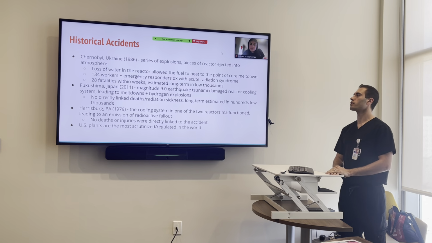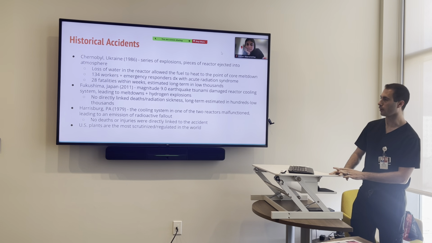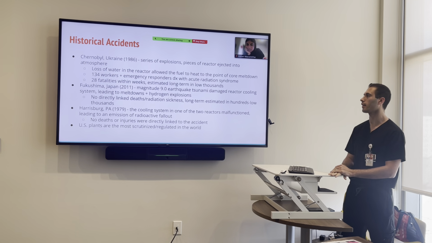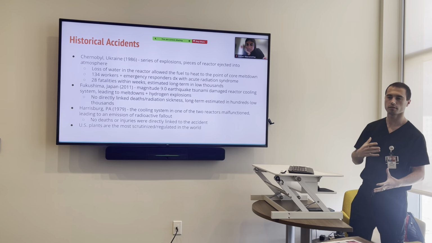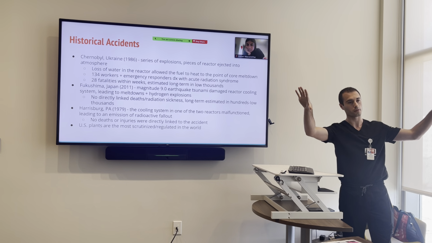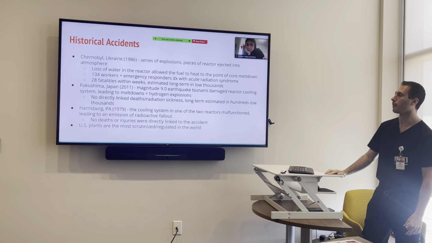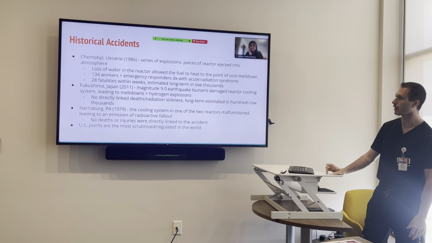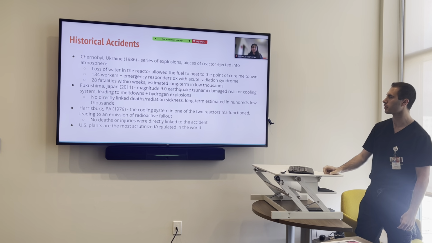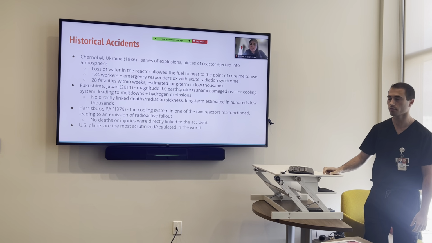So now we get to some of the scary realities of using nuclear energy, which are some of the historical accidents, which I'm sure we've heard of. First, we'll start with Chernobyl in Ukraine in 1986. This was a series of explosions where pieces of the reactor actually ejected into the surrounding atmosphere. We don't need to get too much into the mechanism, but to jump to it, there were 134 workers and emergency responders diagnosed with acute radiation syndrome, and there were 28 fatalities within weeks.